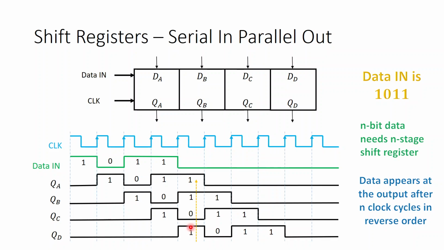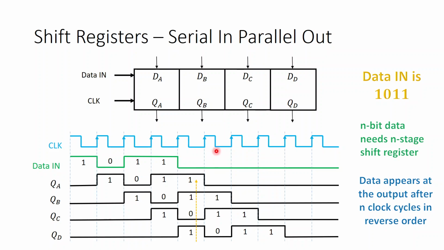And now if you read the entire QA, QB, QC, QD backwards, so in the order QD, QC, QB, QA, you are going to find the exact data that is fed in the shift register, 1011. So you have to read backwards. The data appears in the reverse order after how many clock cycles? After n clock cycles, if n is the number of flip-flops and the n-bit data is fed in the shift register.